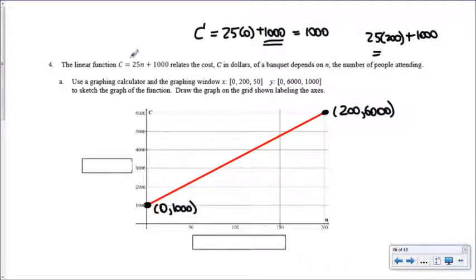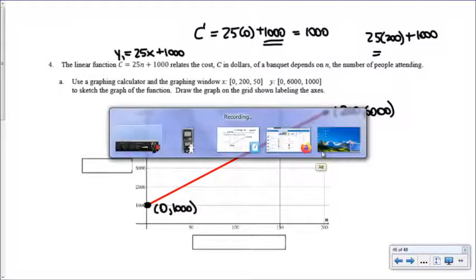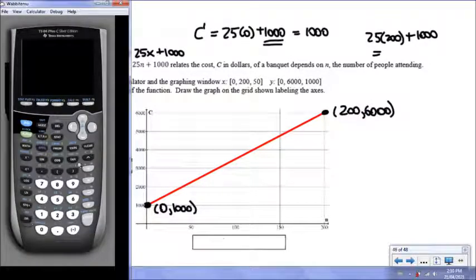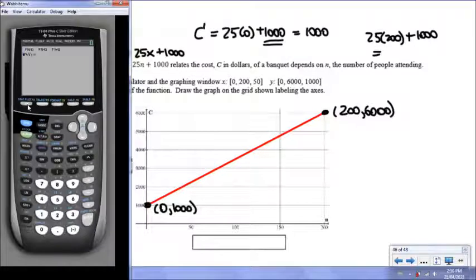Now, if we wanted to graph this in our graphing calculator, it gives us window settings. I can't type it in as it is here because the variables aren't accepted by my graphing calculator. So I have to go like this instead. I'll put this in for y1. Let's see if I can bring that up. Hopefully it'll wake up for me. Come on. There we go. So, 25x plus 1,000.